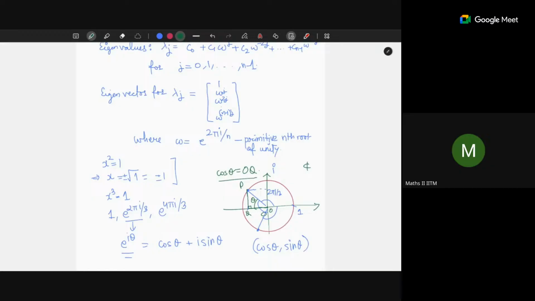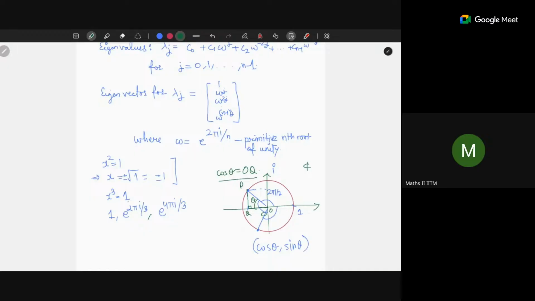Now this point is making an angle of 2 pi by 3. So this is that 2 pi by 3. And then what is the next angle? It is 4 pi by 3, which is 2 pi by 3 plus 2 pi by 3. That's the next angle. Okay, so these will be the roots of unity.